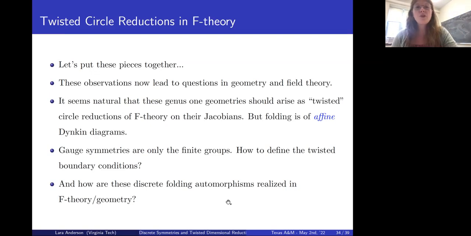So here's the big question that we were trying to address in the work that is soon to appear. These lead to natural questions both in geometry and field theory. We understand that twisted dimensional reductions are possible, so you should be able to twist by discrete groups in field theory. Now we've coupled in supergravity. Now we're talking about full F theory, M theory dimensional reductions. The first problem is that F theory naturally is handing you automorphisms of affine groups, but physically, of course, you're actually interested in actions on the physical gauge group, which is not the affine group. And the gauge symmetries you actually care about are the ones for the finite group. So how do you practically define the appropriate boundary conditions based on what you're seeing in the geometry? And then how are these discrete folding automorphisms actually realized in F theory?